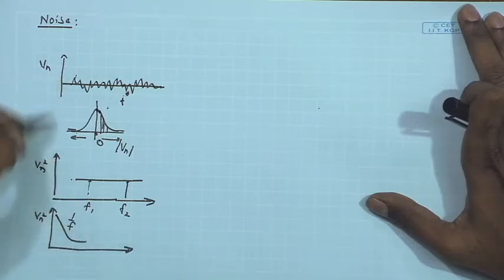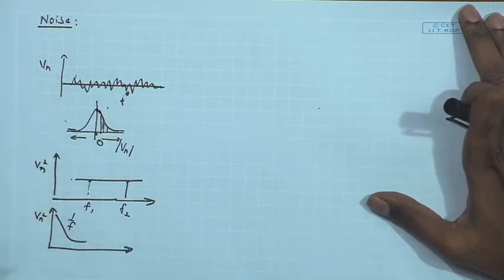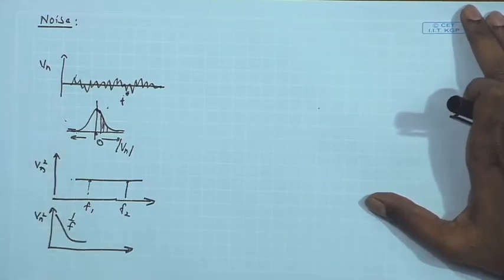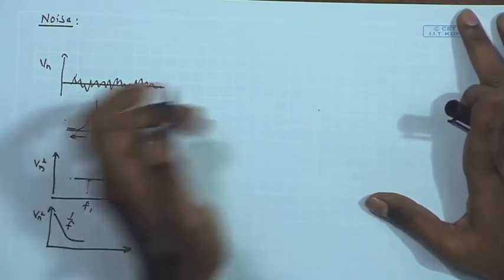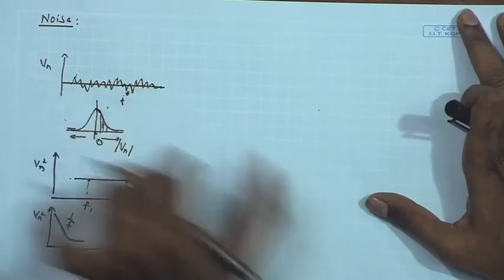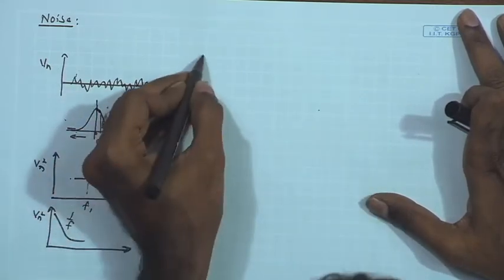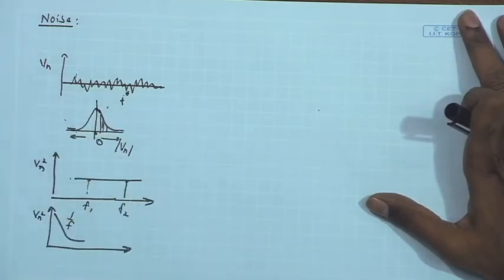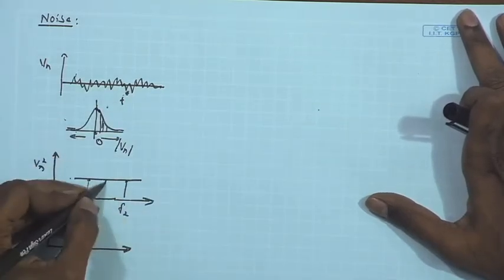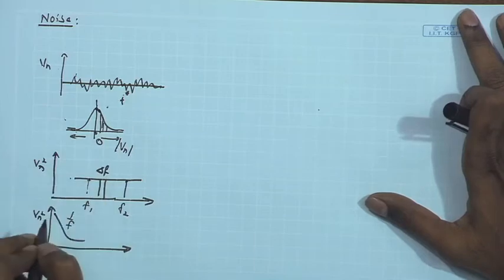We will be looking at both these representations, time domain and frequency domain representation of noise, and the concept of noise spectral density, and then look at the MOSFET models. The concept of noise spectral density basically gives us the energy component of noise in a certain bandwidth delta f or delta omega.